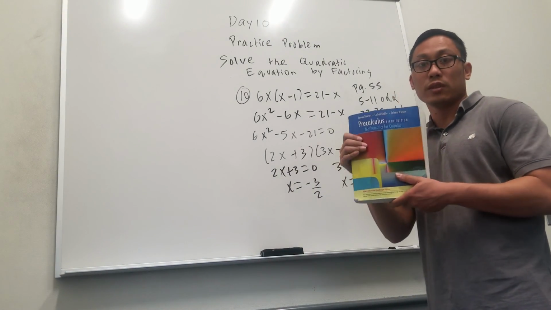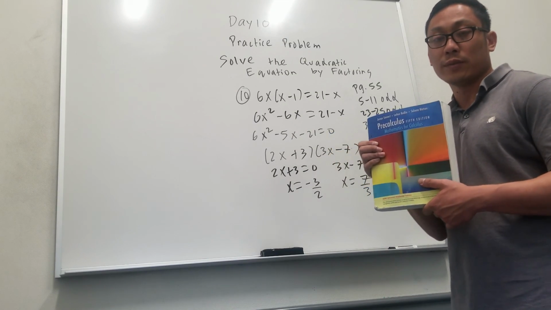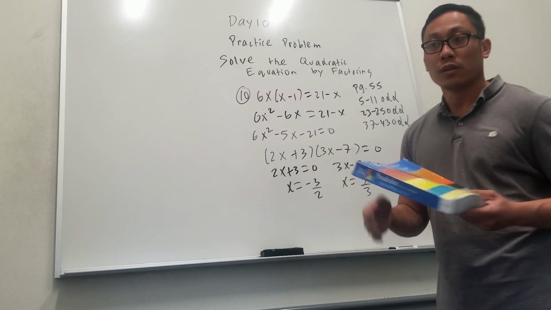So what book am I using? I'm using the Stewart book, the 5th edition. I got this at Amazon for $20. If you want more practice, you can certainly do so.